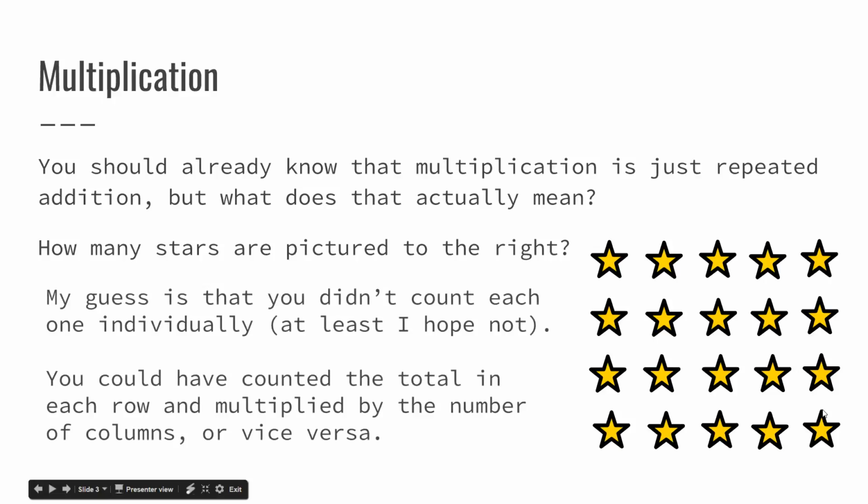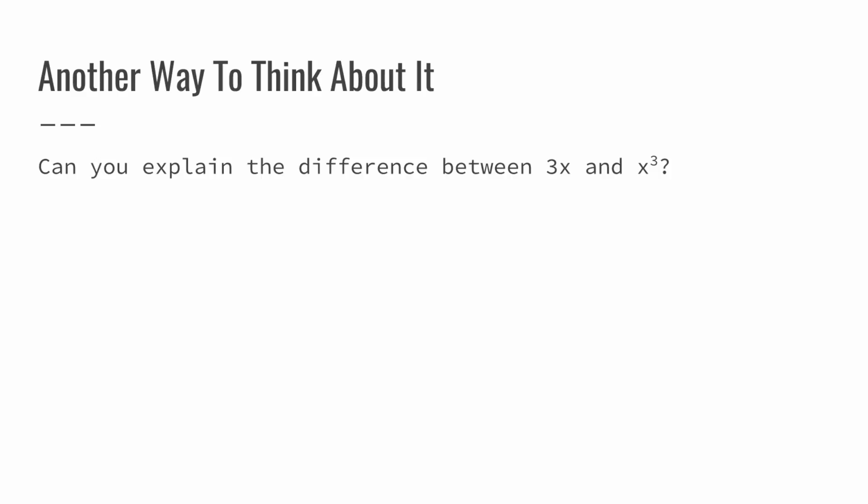So you should have done a repeated addition type of thing in order to count how many stars were here without really realizing it. So what you were really doing is just multiplying 4 and 5 together to get 20. Another way to think about repeated addition is to look at these two expressions that I have here, 3x and x cubed. You should be able to tell me the difference between these two things.